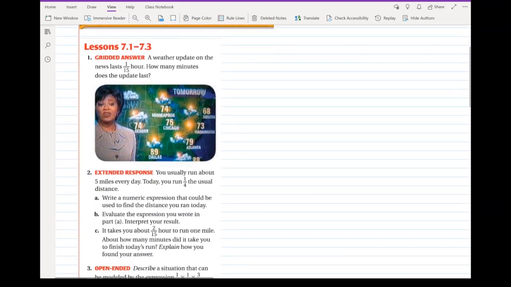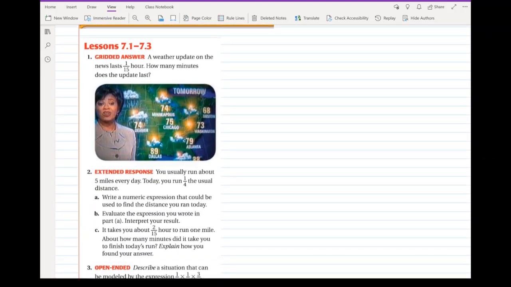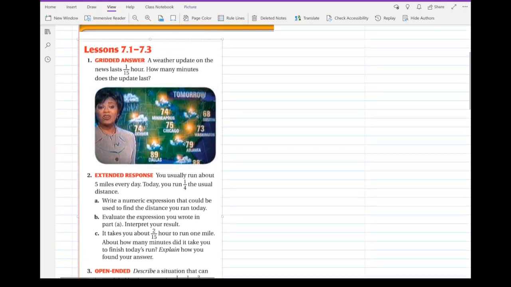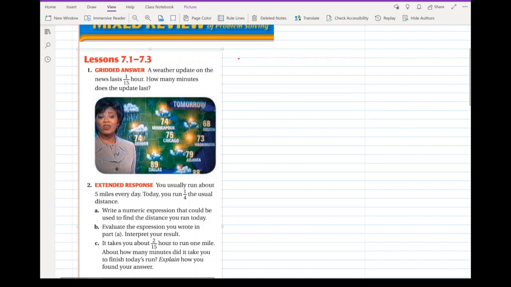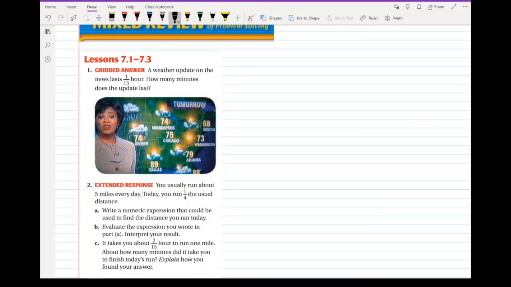A weather update on the news lasts 1/15 of an hour. How many minutes does the update last? There are 60 minutes in 1 hour. So there are 60 minutes. Let me do this in black color. So there is 1 hour, 1 hour equals 60 minutes.